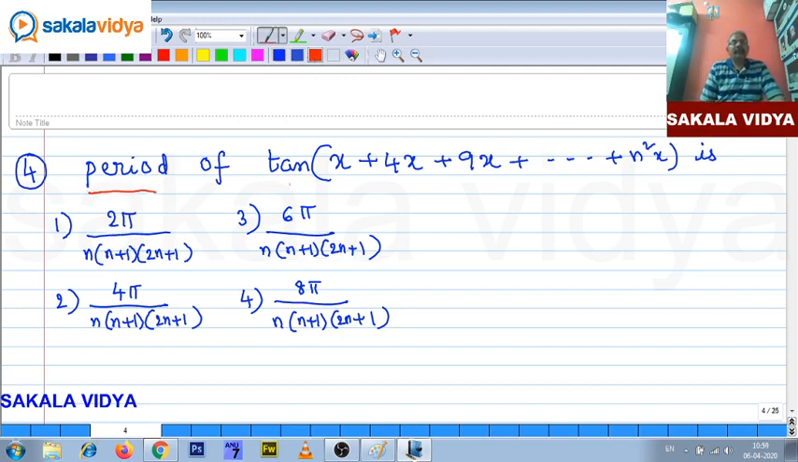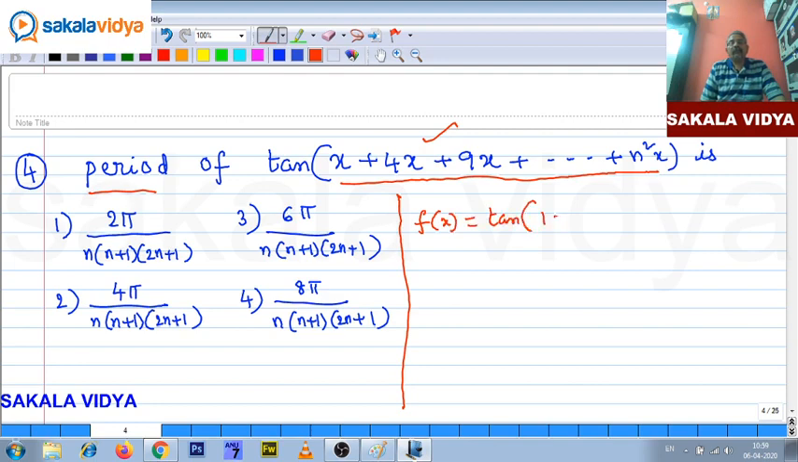Now the period of tan of x plus 4x plus 9x plus so on plus n square x. First we need to simplify this one. So now f of x we can write like this: tan of x common, 1 plus 4 plus 9 plus so on plus n square, of x. Just one step: 1 we can write as 1 square, 4 as 2 square, 9 as 3 square, plus so on up to n square, of x.